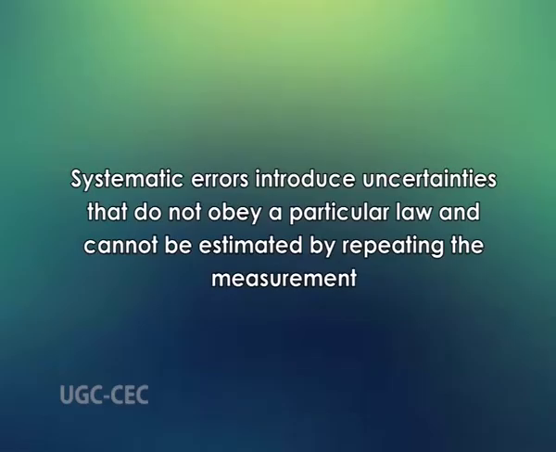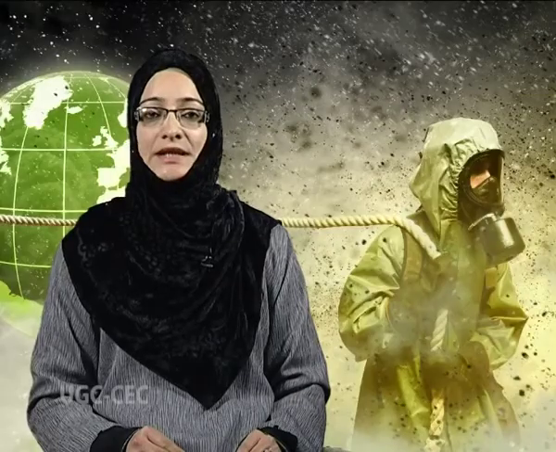Systematic errors introduce uncertainties that do not obey a particular law and cannot be estimated by repeating the measurement. The experimenter should make every reasonable effort to minimize or eliminate systematic errors. Once a systematic error is identified, all results are corrected appropriately.